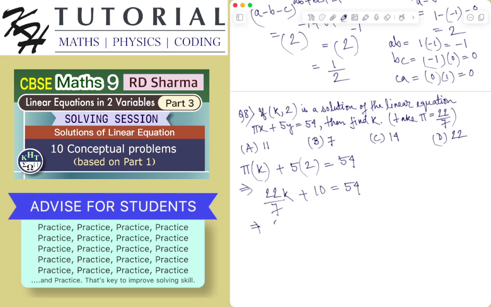This implies 22k by 7 is equal to 44. Dividing both sides, LHS and RHS, by 22, I have k by 7 is equal to 2. This implies k is equal to 14. So the value of k is 14. So the correct choice is C. C is the correct choice.